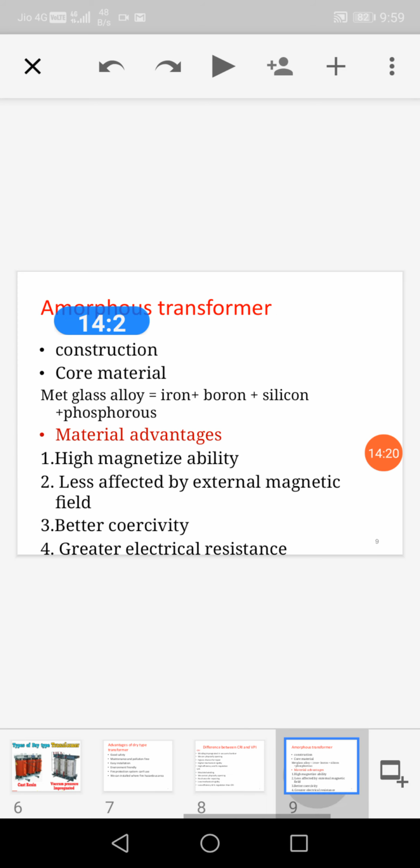So here, once again, the amorphous transformer construction, core material: the metglass alloy of the amorphous transformer is iron plus boron plus silicon plus phosphorus. Its advantages are high magnetizability, less affected by external magnetic field, better coercivity and greater electrical resistance. We learned this point in the last lectures. Amorphous transformer means efficient transformer.